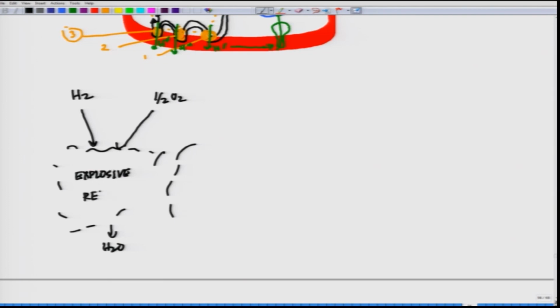Explosive release of heat energy to make water. Okay. Now, what is happening here?